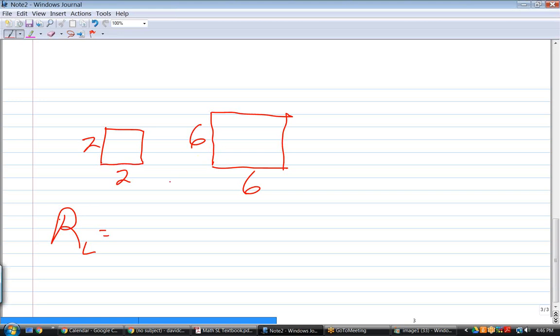What's the linear ratio? I'm not sure. 6 to 2. Linear meaning one side only, one line. Okay, so the linear ratio is 3 to 1. What's the area ratio? Take the linear ratio and square it. 9 to 1. Now, let's look at a cube.